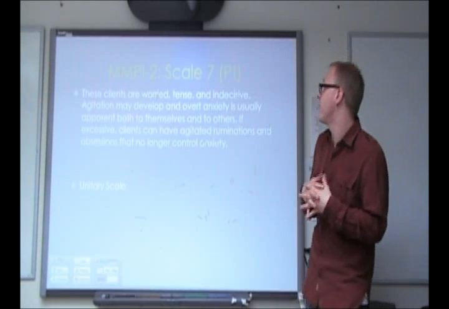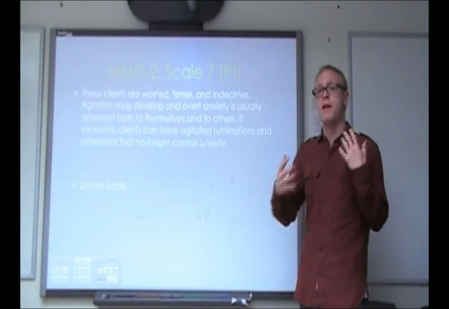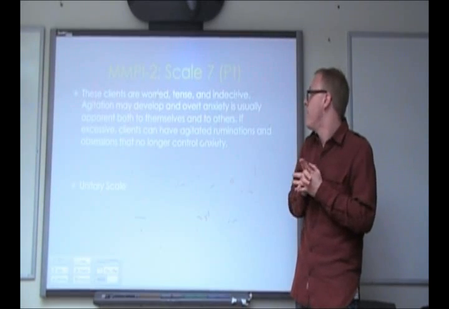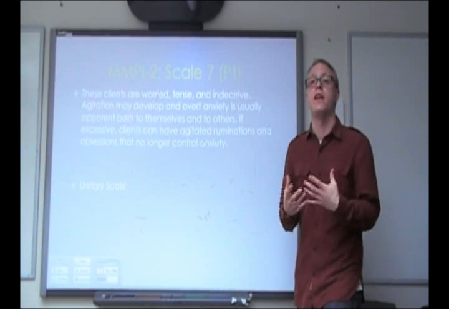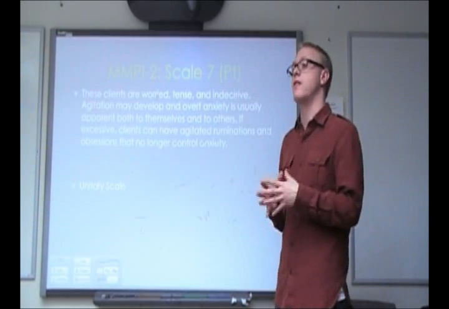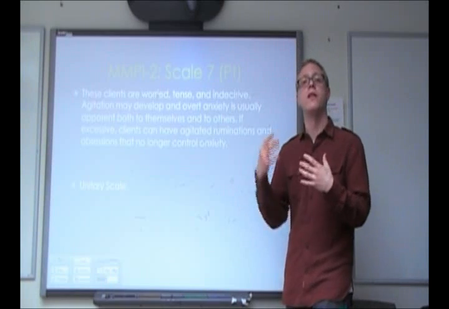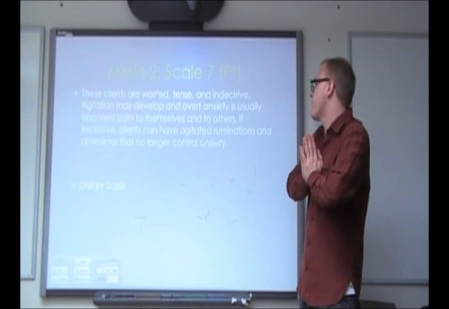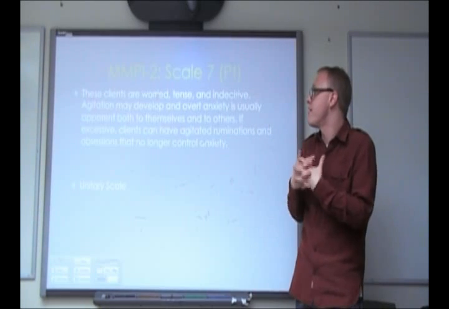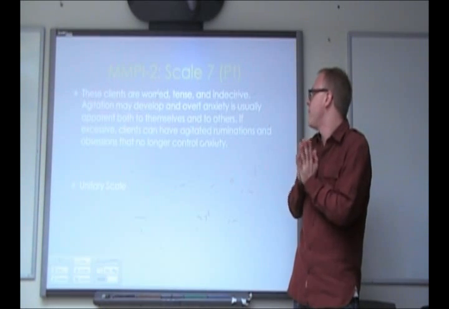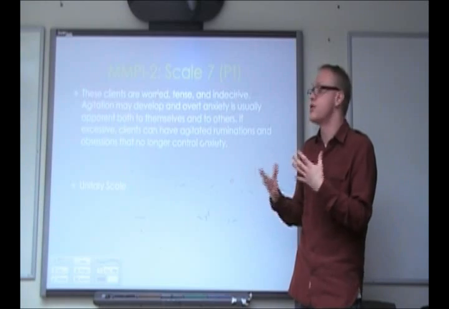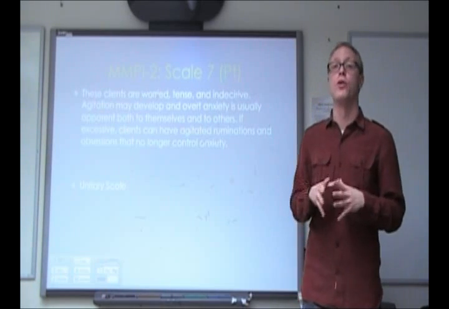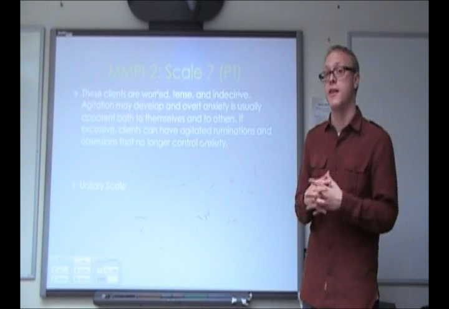Clients tend to be worried, tense, and indecisive. They may be very agitated at times. It's a type of anxiety that is not just rumination, but rather it's an anxiety that is more physical and visible to others. If it's high, clients can be very agitated, have ruminations and obsessions, and the higher it is, the more likely they are to not be able to control their anxiety.